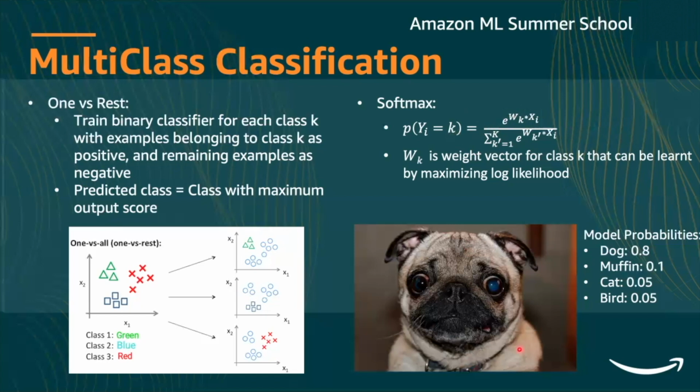Let's take this example. Let's pass this to a softmax classifier. The softmax classifier will give you probabilities that it belongs to dog with probability 0.8, muffin with 0.1, cat with 0.05, and bird with 0.05, right? So wk means you'll have a w for dog, a different w for muffin, a different w for cat, and a different w for bird.